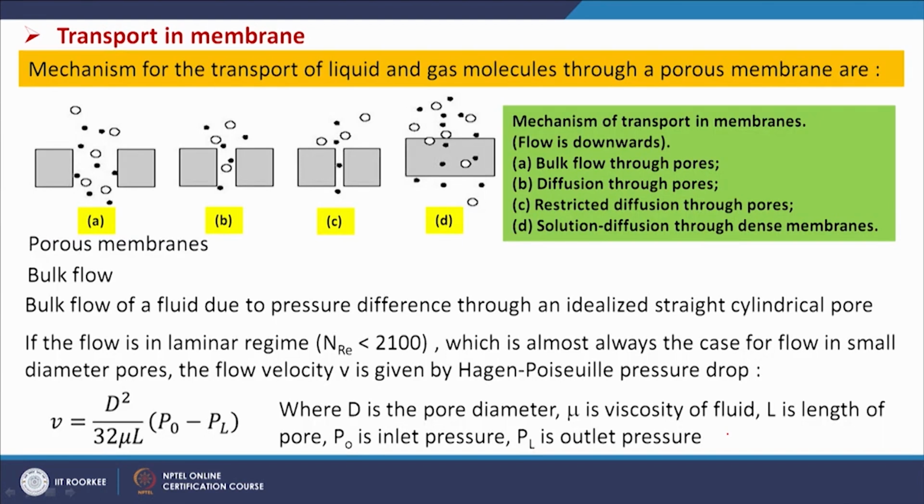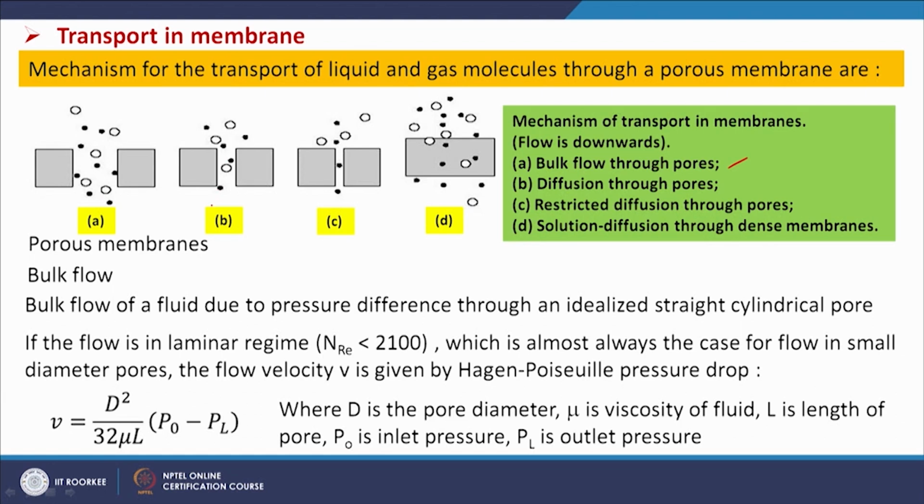Now, we will see the transport in the membrane. So, what is the mechanism for the transport of liquid and gas molecules through a porous membrane, that we will discuss here. We are showing different situations when the pollutants and gas molecules or water molecules are passing through the pores. So, that is A, bulk flow through pores. In that case we are not getting efficient separation of the pollutants from the water, but B is diffusion through pores, it is diffused.